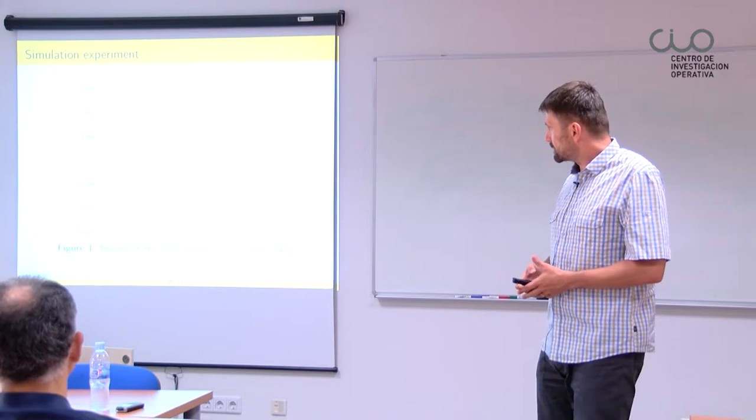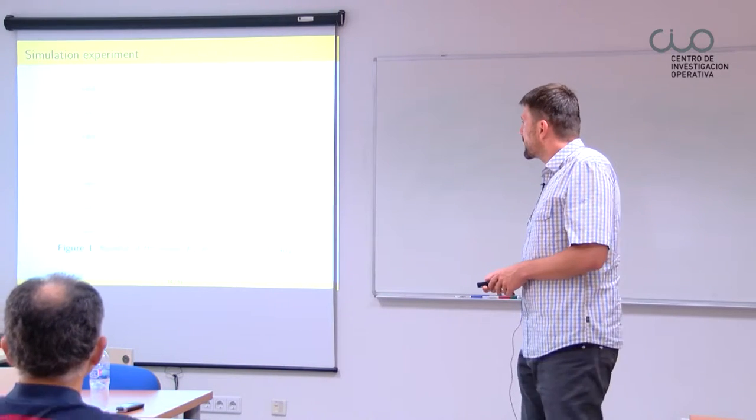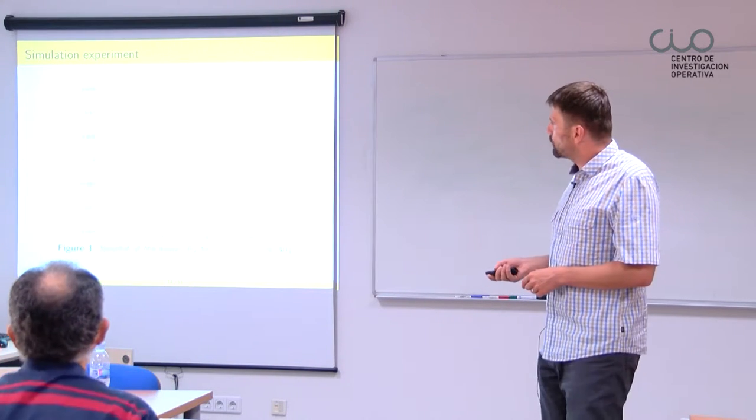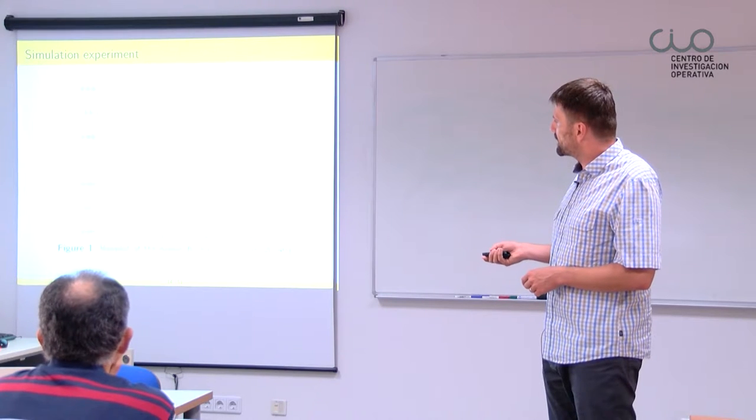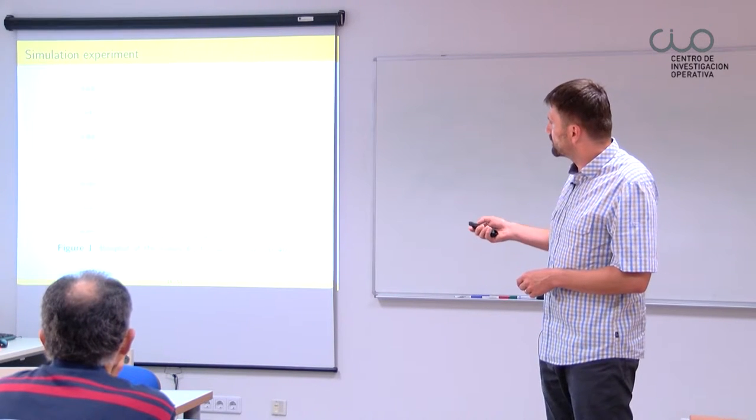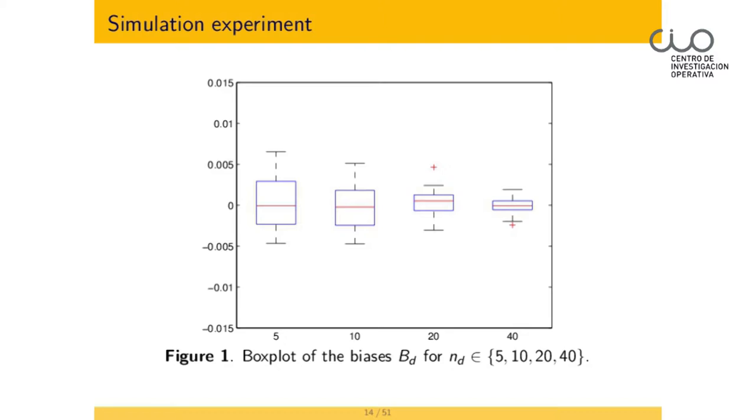To see some results, in the first figure we can see box plots. The box plots are over the areas. I have 30 areas, so these are 30 observations. These are box plots of biases of the empirical best predictor. As you can see, when we increase the sample size from 5 to 40, the predictors are almost unbiased. The variability decreases.